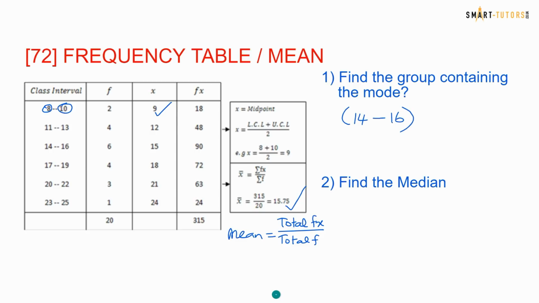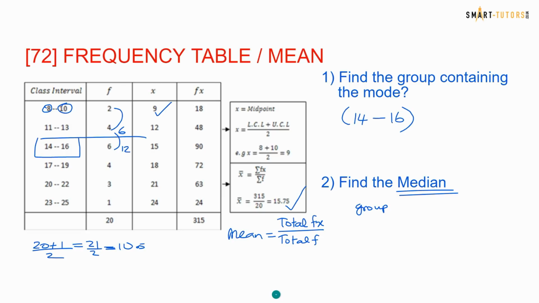Find the median. Before you find the median, you need to find out the group. How to find out the group? How many people are there? 20 plus 1 is 21, divide by 2 is 10.5, so the 10.5th data. Here 2 plus 4 is 6. 6 plus 6 is 12. It's too much, so I draw a line here. This is where the median group is. So the median group is 14 to 16.